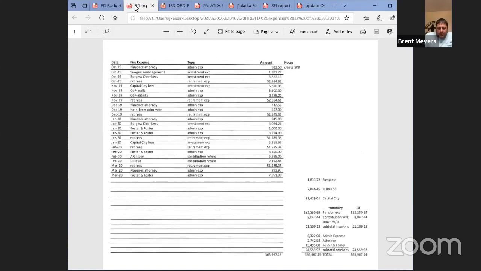Next would be the expenditures. Any questions? None heard. I will make a motion to accept this report also. Motion by Branford. I'll second it. All in favor? Aye. Aye. Aye. Any nays? None heard. Motion passed.